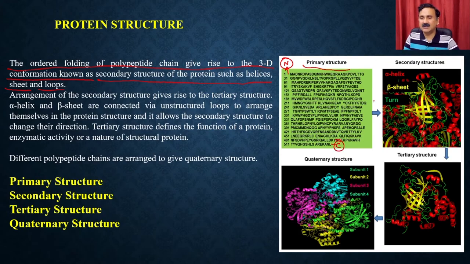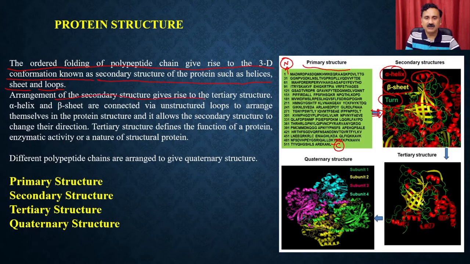When this primary structure gets folded, it gives you the secondary structures, where you have the alpha helices. These are the alpha helices. Then we have the beta sheets. You can see the beta sheets. These are the beta sheets. And then it also has the turns. These are the turns that you see here.